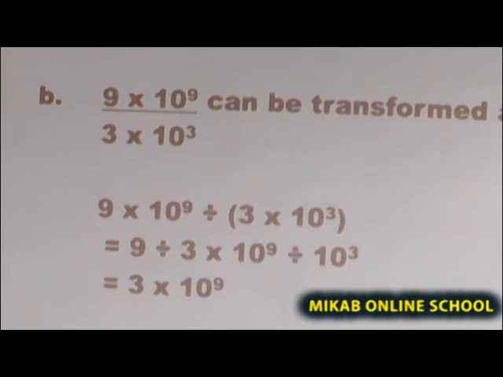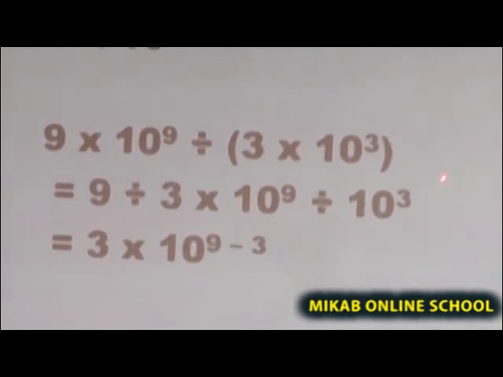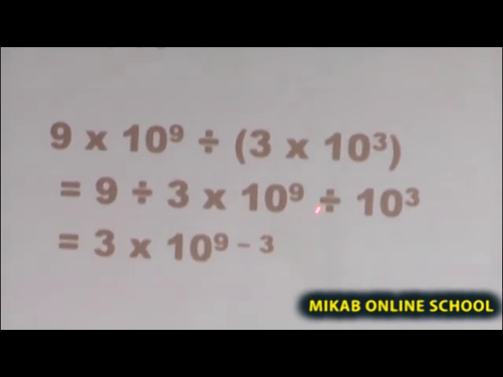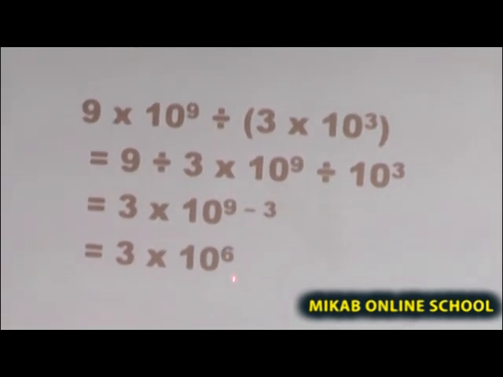The multiplication sign, you bring it here. The connectivity here is division. So we are going to subtract the second power from the first power. That's according to the division law. We are going to arrive at 9 minus 3 as the power of this 10. So by so doing, we are going to arrive at 3 times 10 raised to the power of 6.